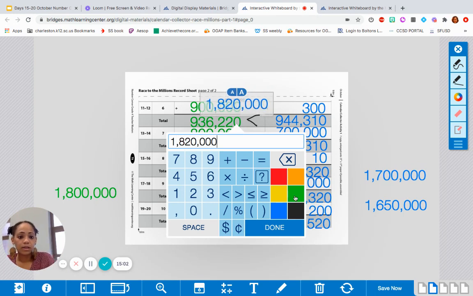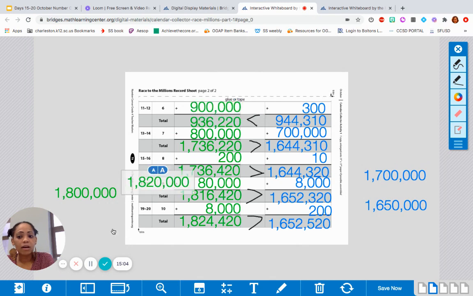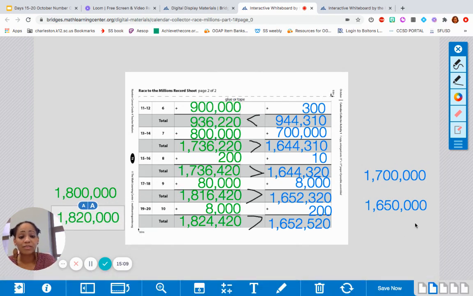1,820,000. So would the outcome of the game have been any different had we used the rounded values instead of the actual numbers? Not in this case, right? Because my number still rounds higher than your numbers. But it could have had an effect depending upon where we placed our digits and what our overall or our final total was. So good game this month.